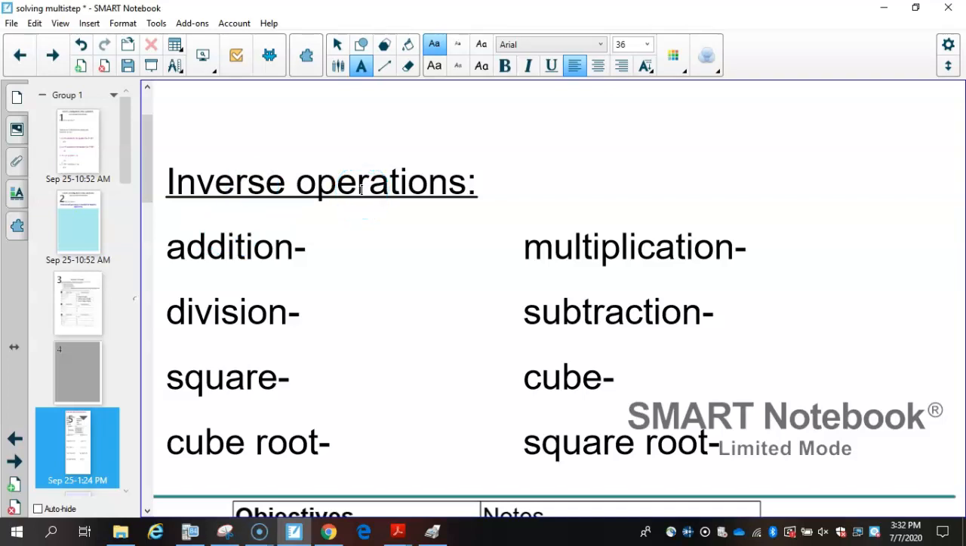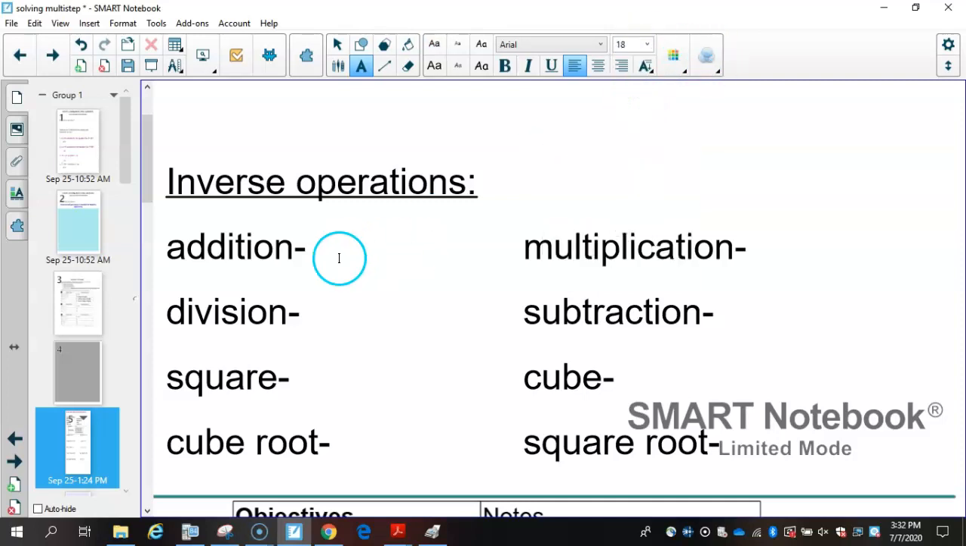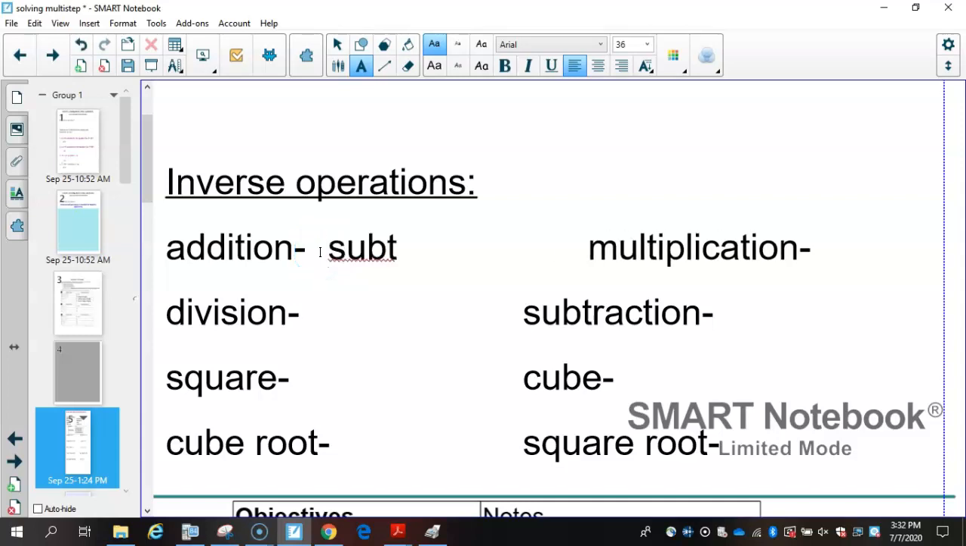So when we are solving equations, we need the inverse operations. We need to use the inverse operations. So if we see addition, let me do this really fast. If we see addition, the opposite of addition is subtraction.